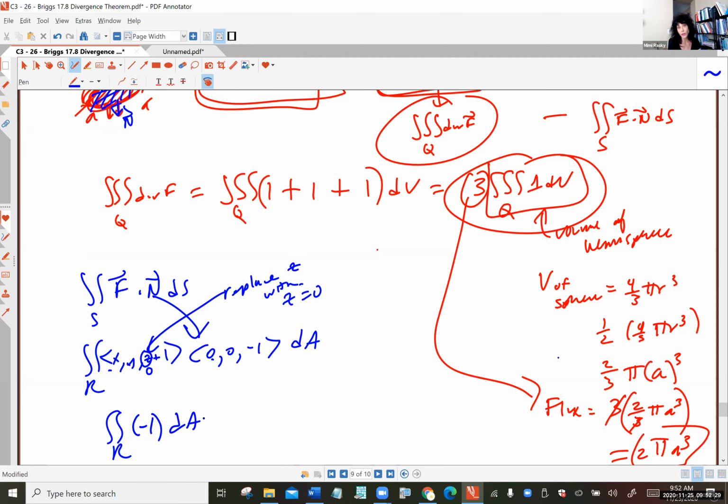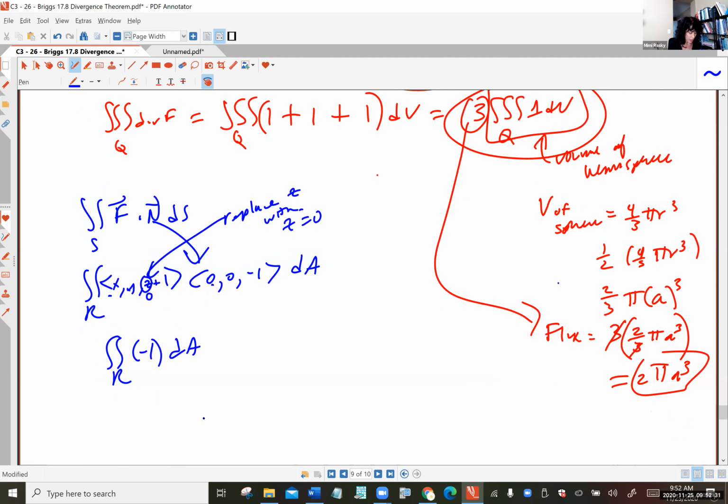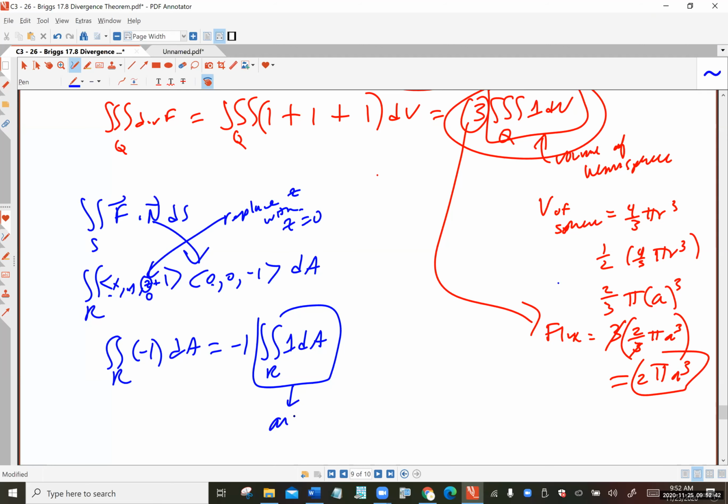Okay, so it doesn't go to 0. It's -1. Then what? I'm going to pull the -1 out. And what do you guys know about a double integral that just has a 1 as its integrand? What does it represent? It represents the area of the region.